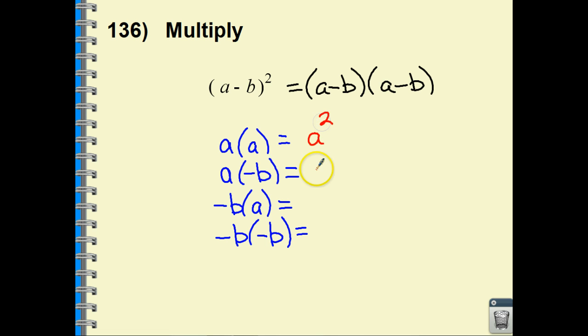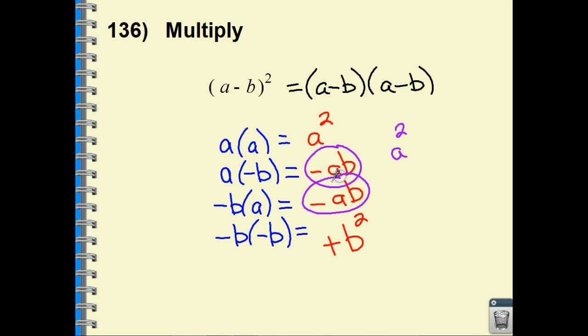A squared minus 1ab minus another 1ab. A negative times a negative is a positive b squared. Let's combine like terms. A squared, we have minus 1ab, and let's put it with another minus 1ab, which gets us minus 2ab plus b squared. Final answer.